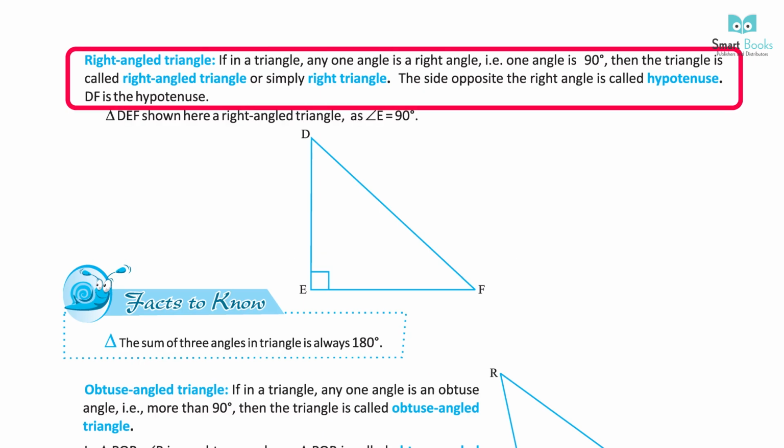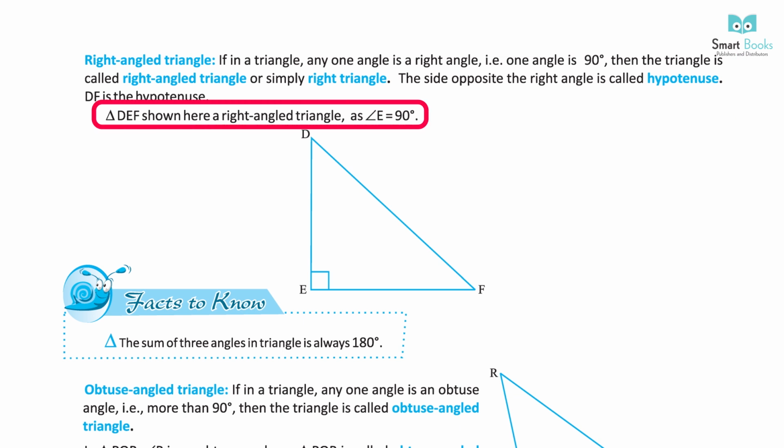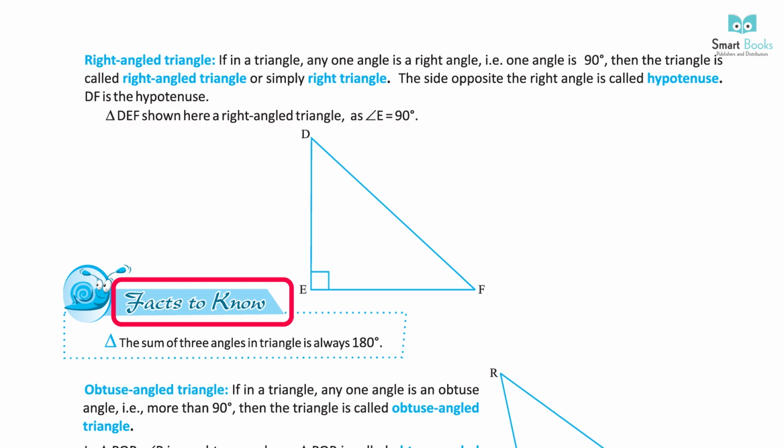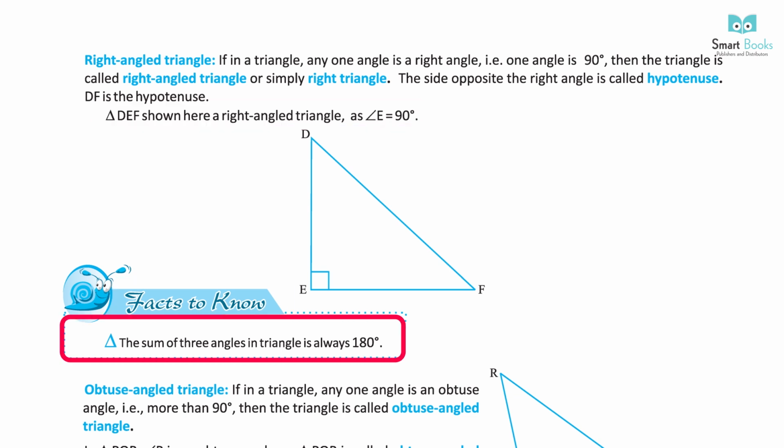Right angle triangle. If in a triangle any one angle is a right angle, that is 90 degrees, then the triangle is called a right angle triangle or simply right triangle. The side opposite the right angle is called the hypotenuse. DF is the hypotenuse. Triangle DEF shown here, a right angle triangle, has an angle equal to 90 degrees. Facts to know: the sum of three angles in a triangle is always 180 degrees.